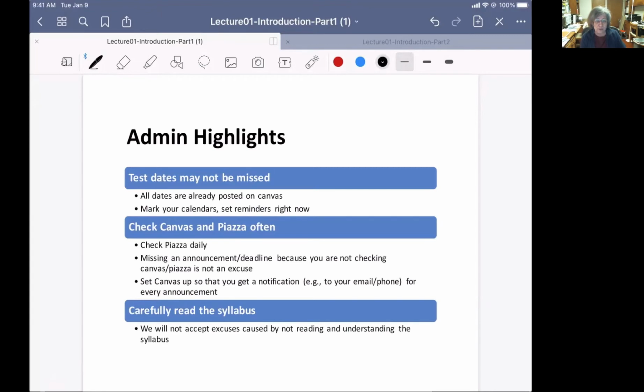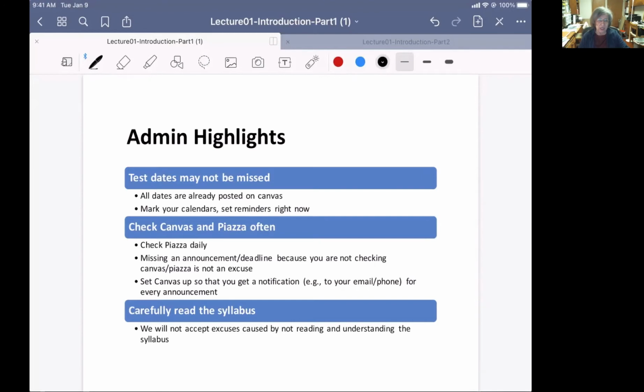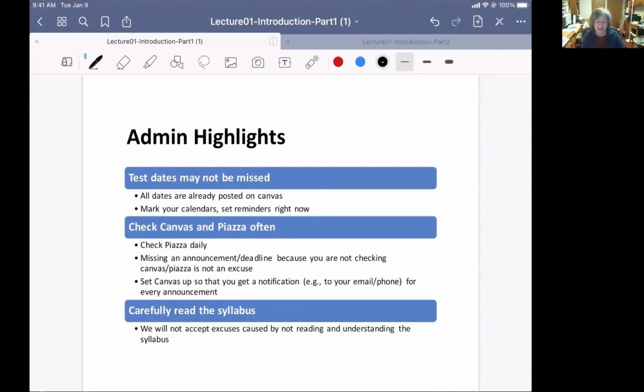Now, all announcements will be on Canvas. All questions and their answers will be on Piazza. So please make sure you have your accounts up. Check Piazza at least daily. Missing an announcement or a deadline or asking the same question that's already been answered is just a waste of all our time. So go read the questions and answers that are already on Piazza, and that ought to help you. Set your Canvas up so you get a notification to your email, your phone for every announcement.